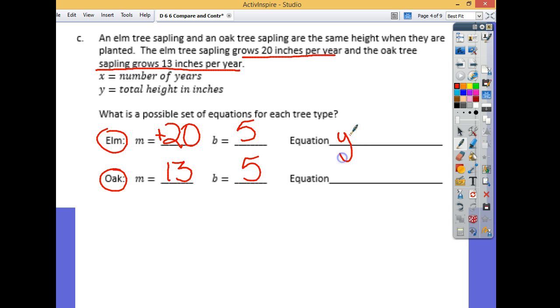The equation would be y equals what? Yep, 20x plus 5. Y equals 5x plus 13. I have a mistake. Find it. 13x. Yeah. Where's my mistake? You just switch the 3 and the 13 and the 5. Right. This should be 13x. My y-intercept is 5.